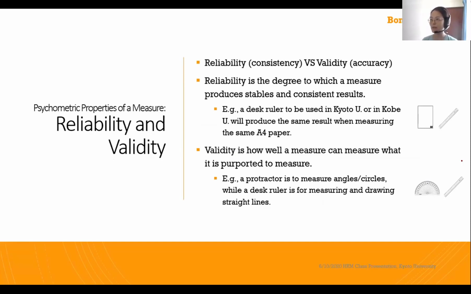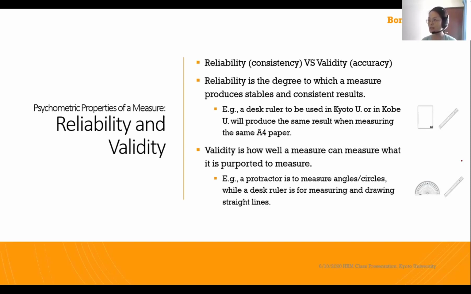Reliability basically evaluates the measure against itself to see how constant it produces the same result from place to place. Let's imagine you use a desk ruler, which is the measure, to measure the A4 paper's length and width. No matter if you measure it in Kyoto University or Kobe University, it will produce the same result. So that is a reliable measure to do this task.